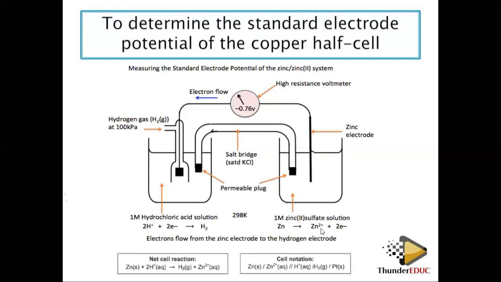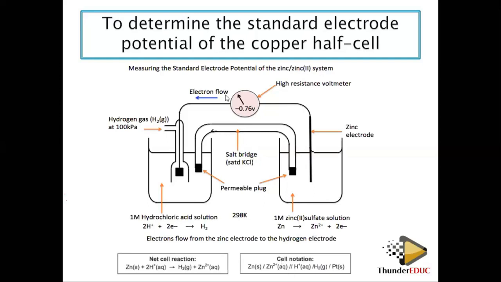Cell notation. Remember, you start with the anode. So zinc, which is a solid, is oxidized, or it dissolves. This electrode dissolves to give zinc 2+ ions. So zinc, which is a solid, is oxidized to zinc 2+ ions. Now I don't have anything this side. Then I'm separating this by a salt bridge.